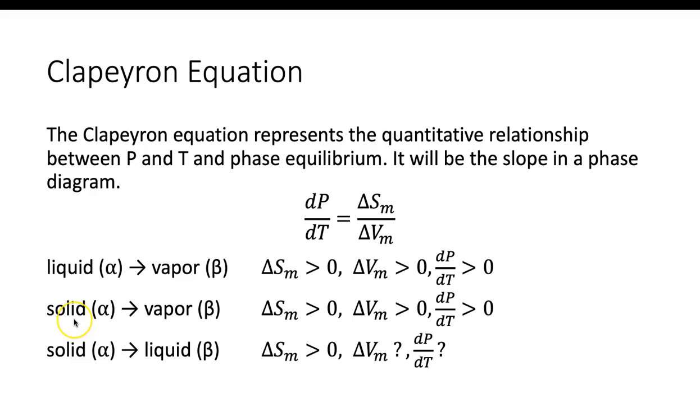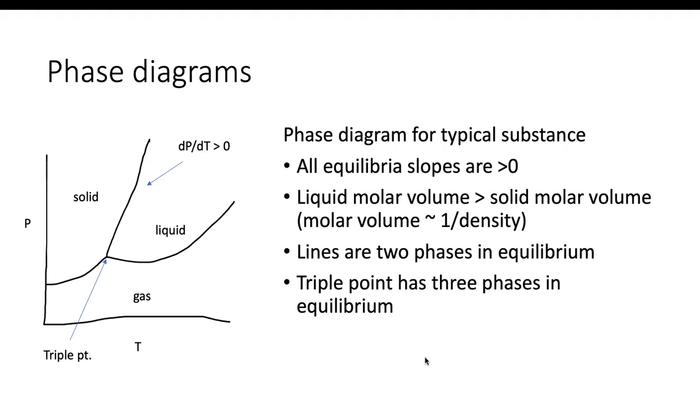But there is one very ubiquitous exception, and that's water, where the density of solid is less than the density of liquid water. Ice floats. So then your molar volume change will be less than zero, and your slope would be negative. Okay, so let's look at a phase diagram and see how this shows itself.